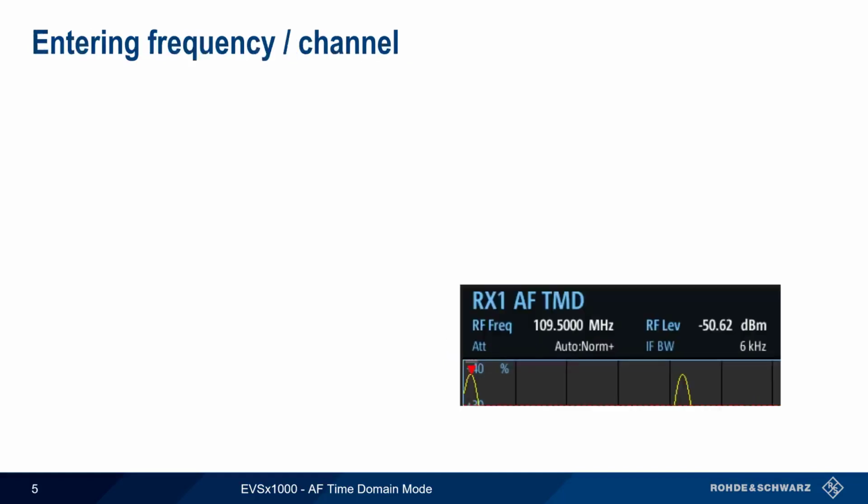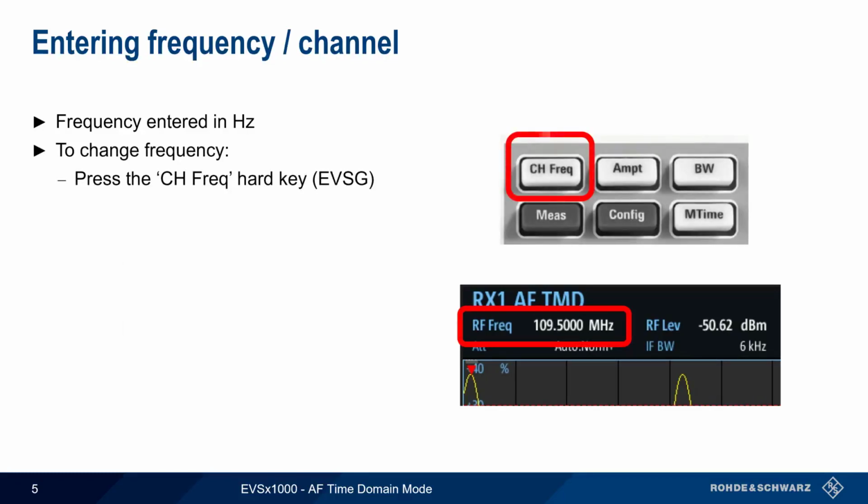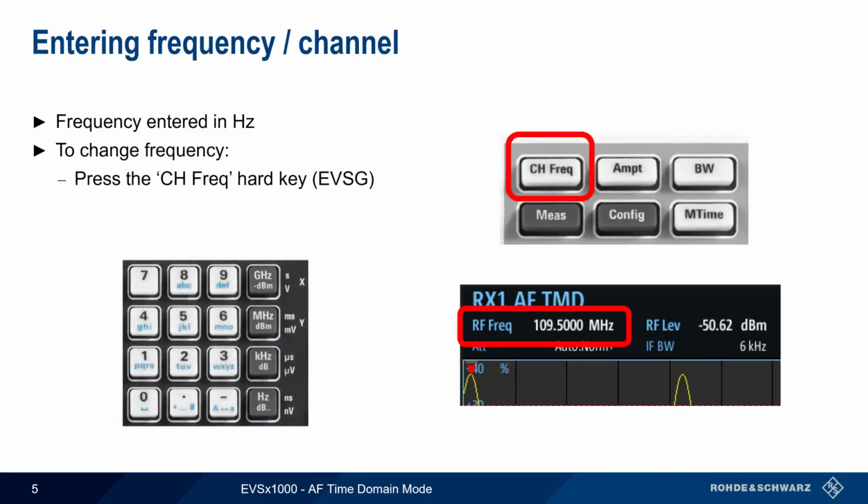The first step in time domain analysis is entering the frequency in Hertz. To change the frequency or channel on the EVS, press the Channel Frequency hard key and enter in the numeric value. In VNC mode, use the keyboard shortcut Q to enter the frequency.